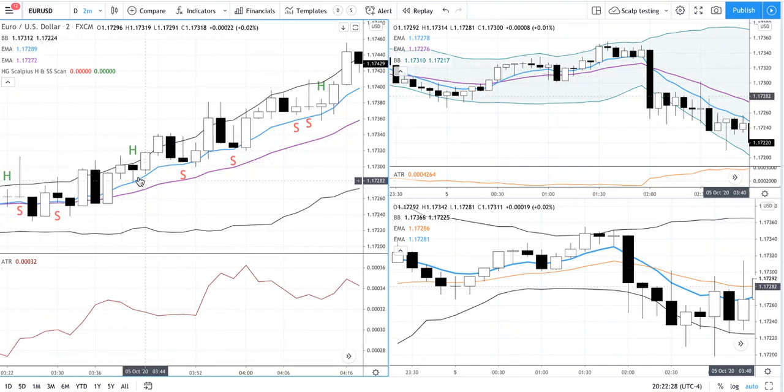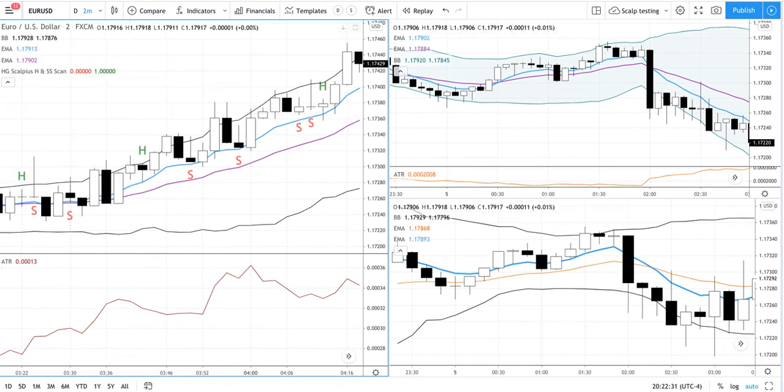Okay, so that's all I wanted to point out. Just an extremely difficult series of price action. I just wanted to point it out to you.